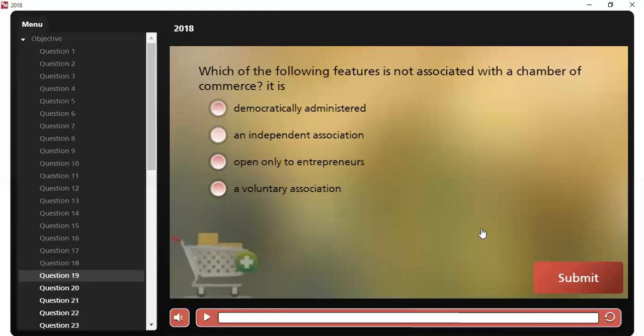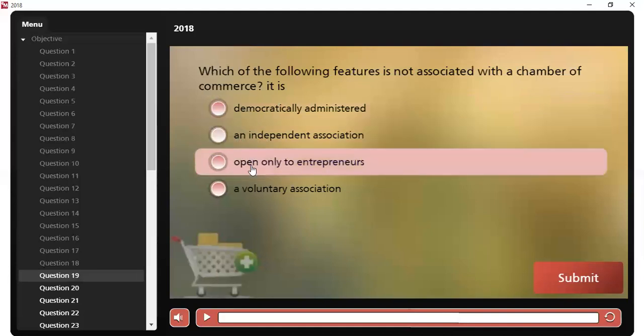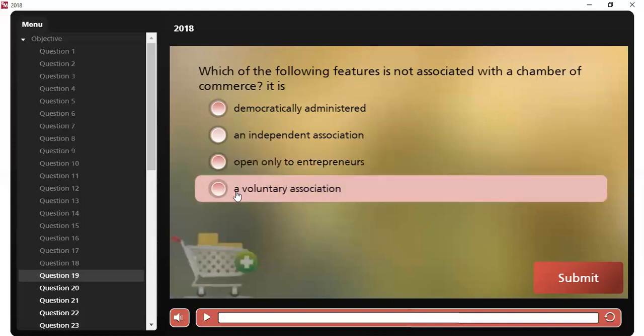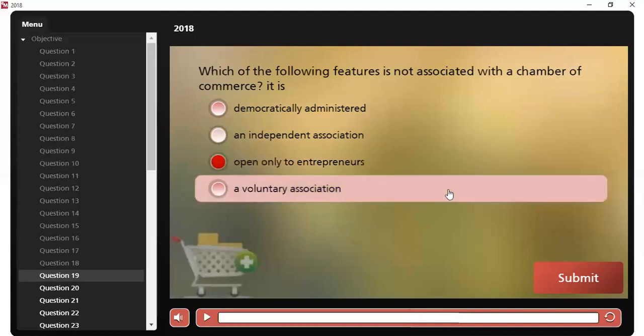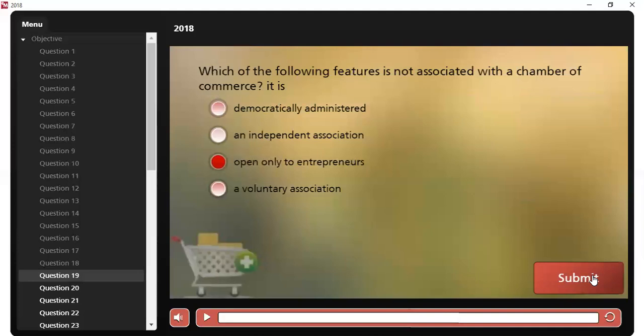Question 19. Which of the following features is not associated with a chamber of commerce? It is A, democratically administered, B, an independent association, C, open only to entrepreneurs, D, a voluntary association. Well, it's open to everybody. So the one that is not associated with a chamber of commerce should be C, open only to entrepreneurs. That's not true.